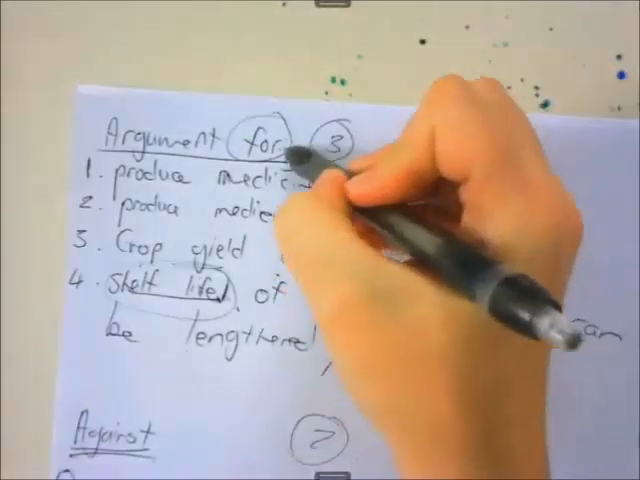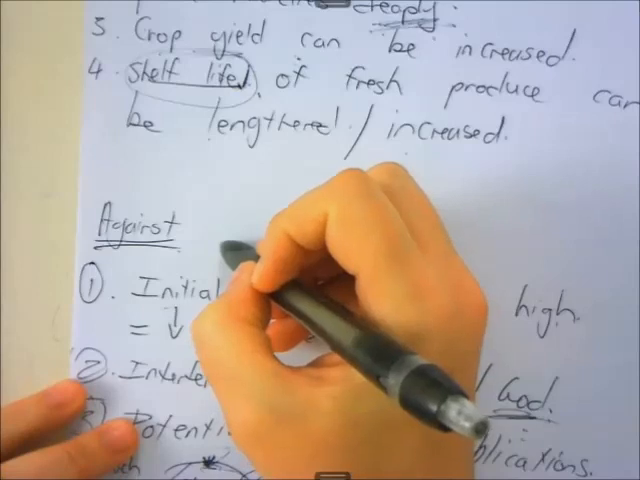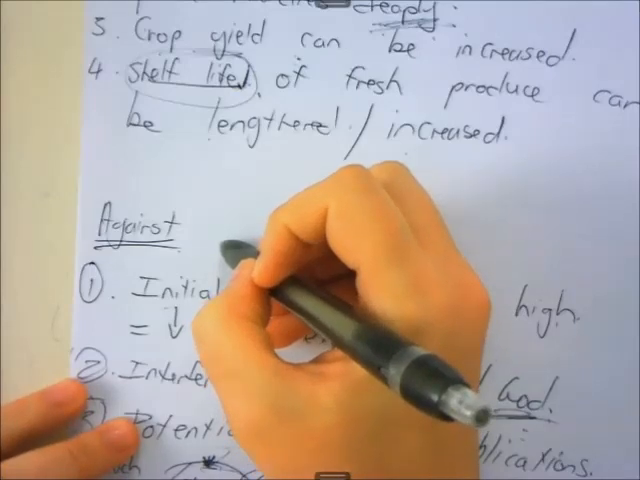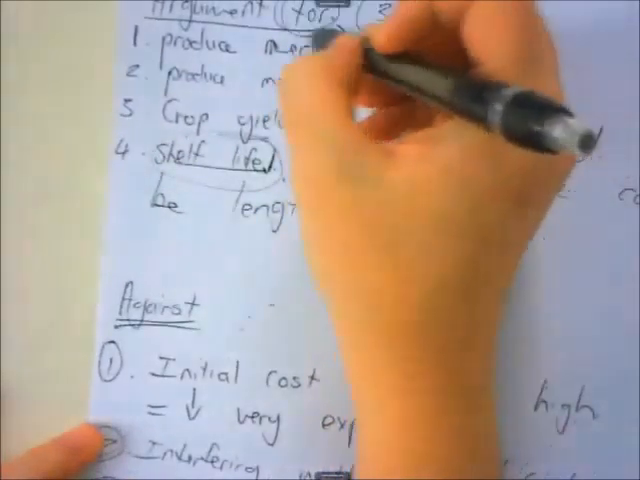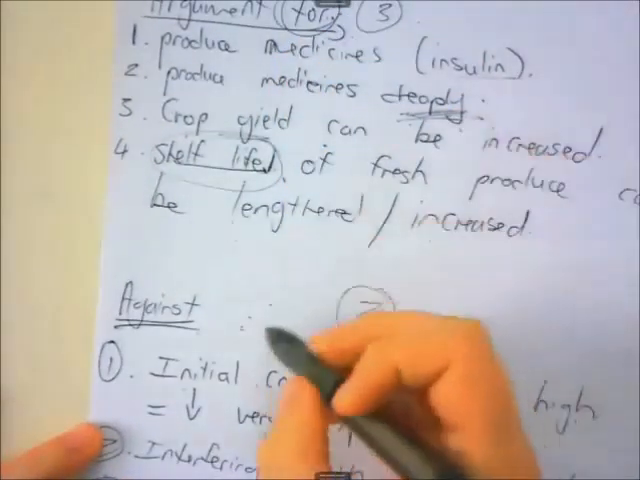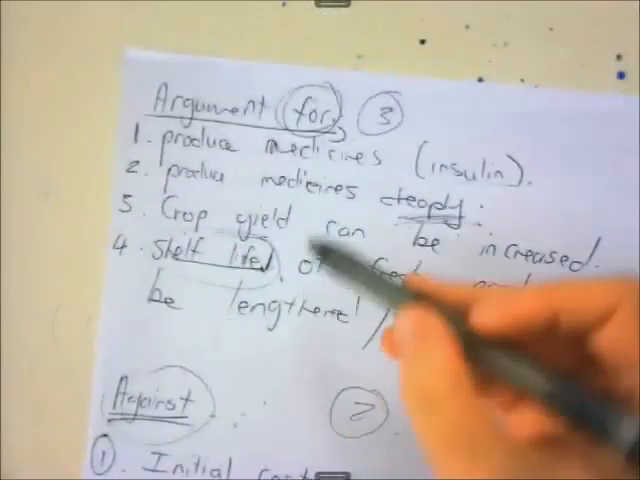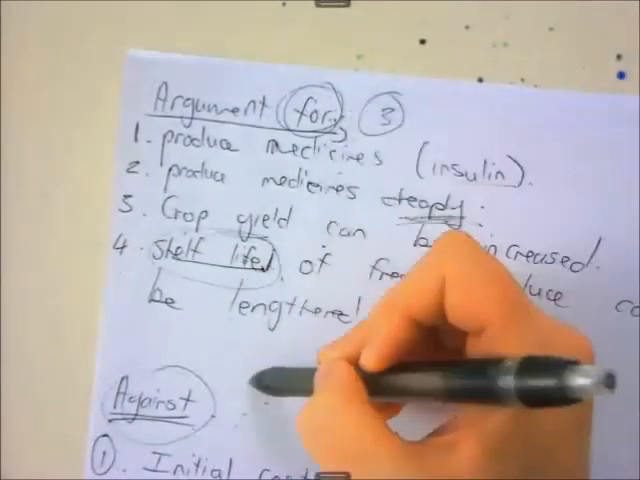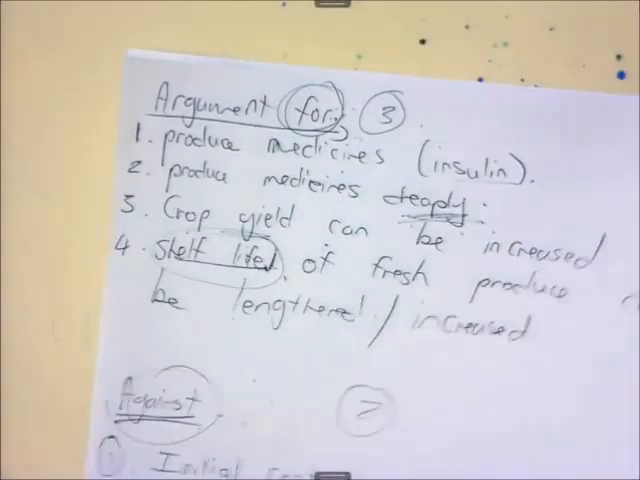So again, you have to know the arguments for, you have to know the arguments against, and just read very carefully in your tests and exams as to which they are looking for. If they are looking only for arguments for, then you'll cite these. If they are looking for only arguments against, you will use these. But sometimes they might ask you to cite 2 or 3 from each. So you will have to know both.